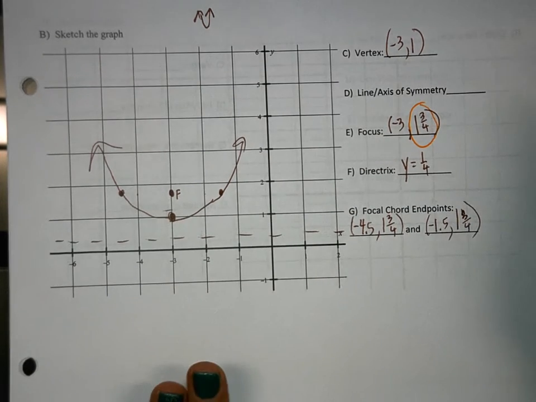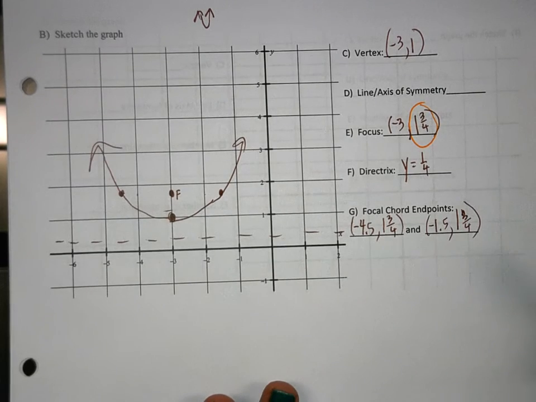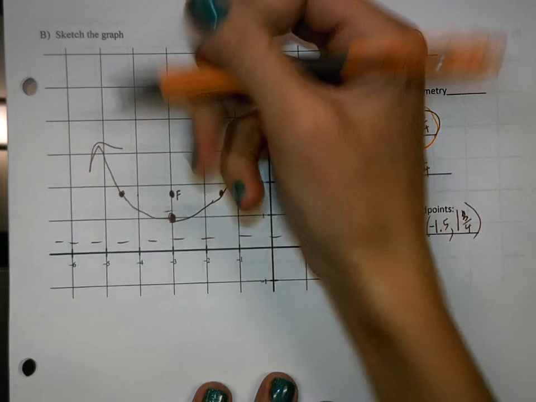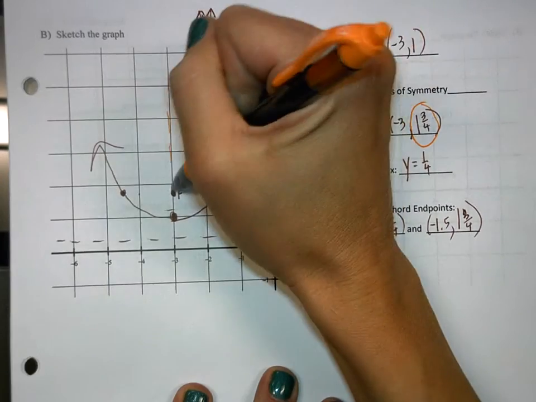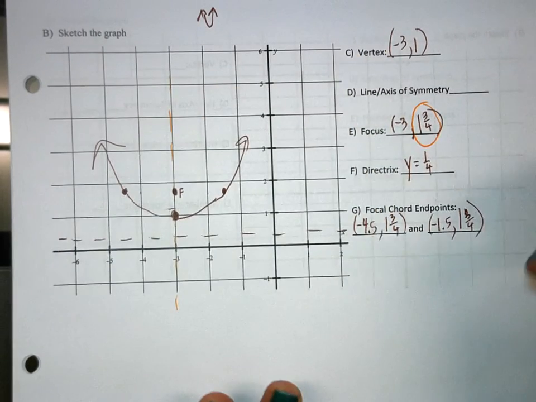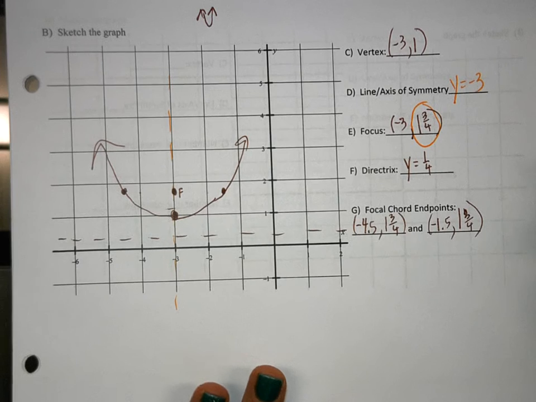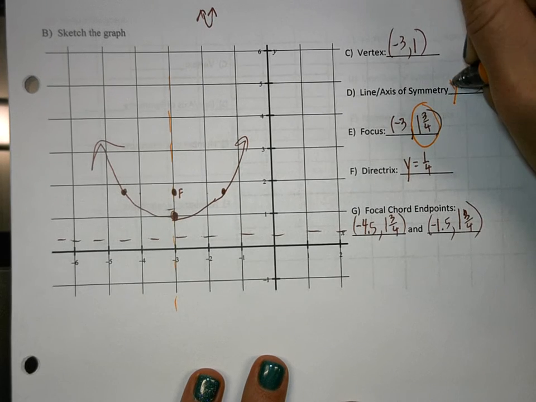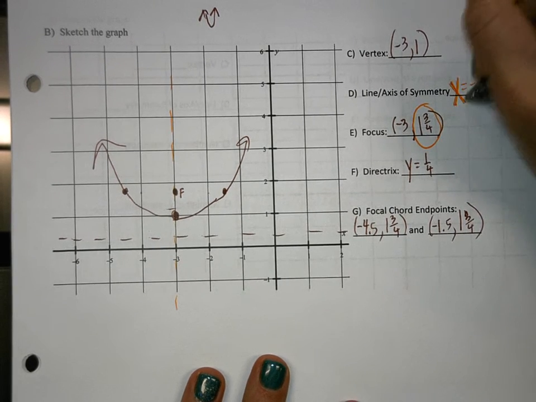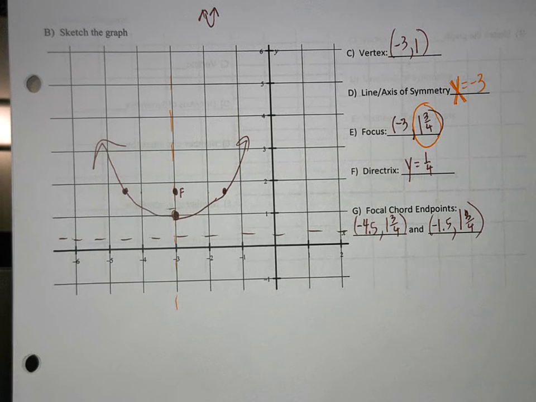And my line of symmetry this time is going to be x equals -3. Very good. It's going right through the focus and the vertex. And that is y equals -3. Isn't it x equals -3? Yes. Good job, Candy. Okay, x equals -3. Any questions there? No? Okay. All right, let's move on to the next one.